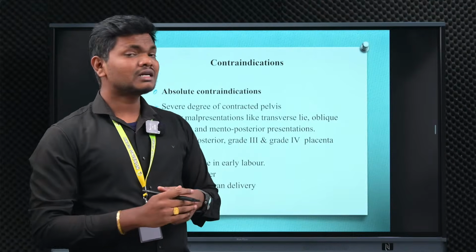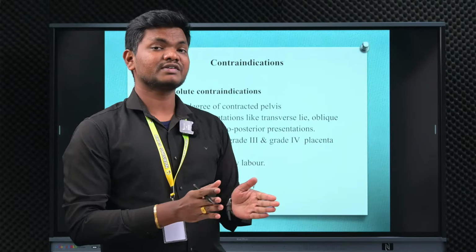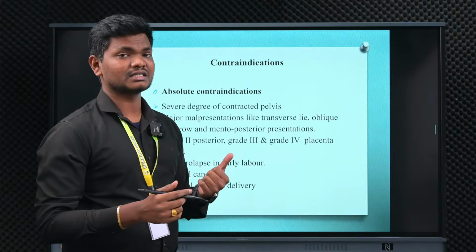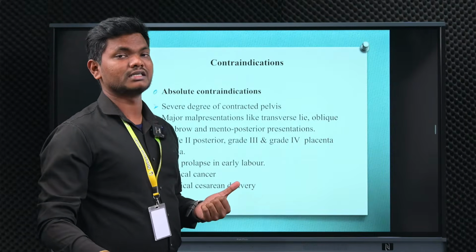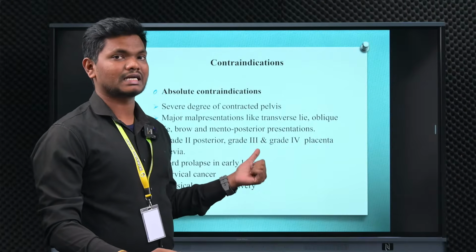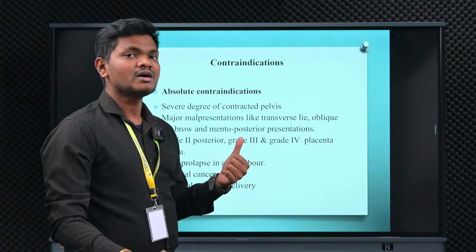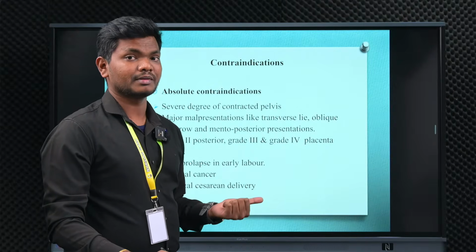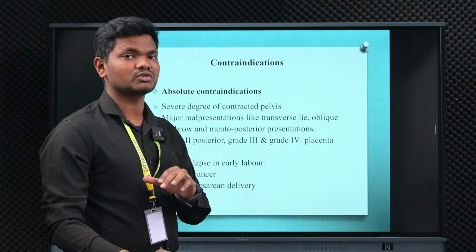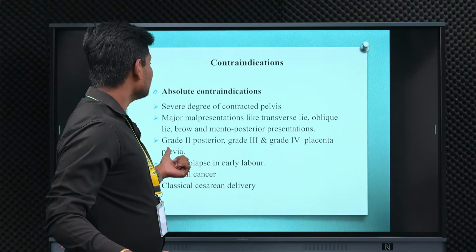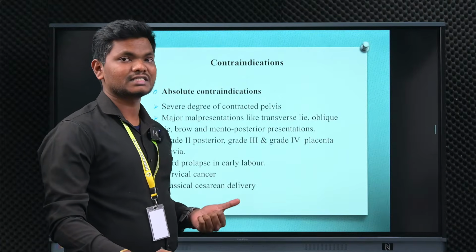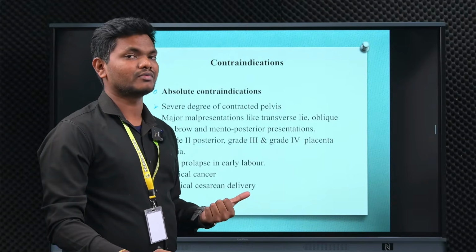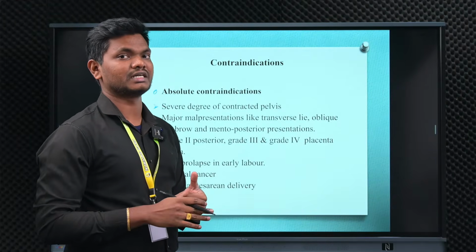And contraindications: what are the situations we should avoid induction of labor? There are some contraindications. Absolutely we have to avoid conditions like a severe degree of contracted pelvis, where the mother does not have a gynecoid pelvis. It may be an android pelvis or a platypelloid pelvis. If the mother has that, then we should not perform the induction of labor. Then major malpresentation like transverse lie or oblique lie, where the fetus is in other than the longitudinal lie, then we should not perform it, but after correction we can perform the induction of labor.